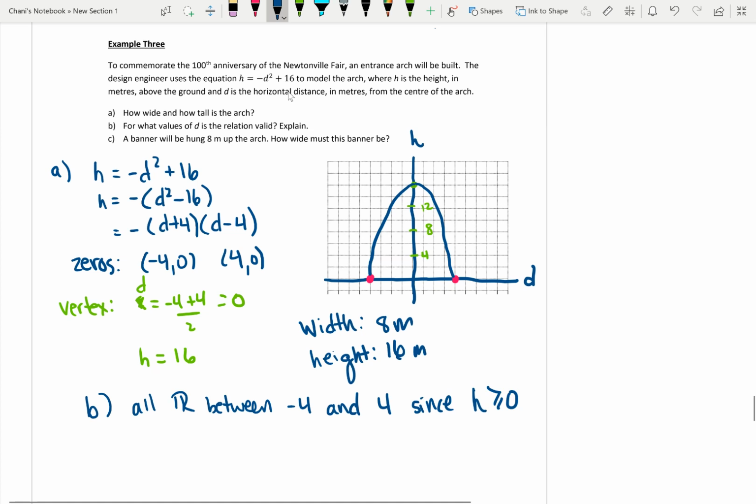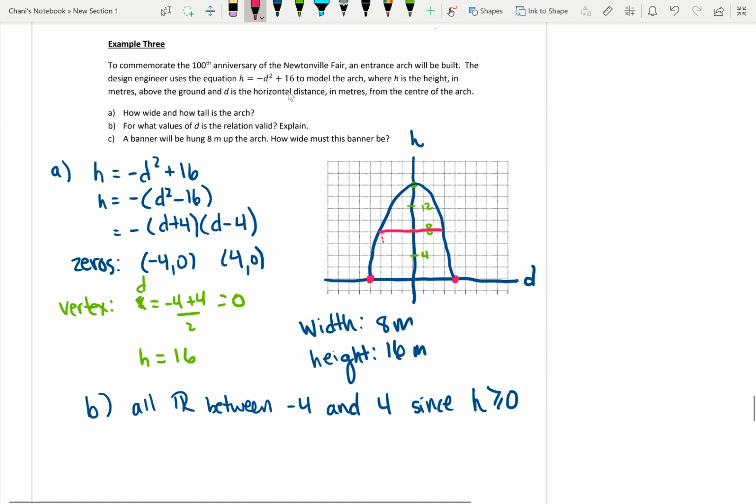So again, seeing the graph visually helps us understand that. A banner will be hung 8 meters up the arch. How wide must this banner be? So at 8 meters, there's going to be a banner. It says 8 meters up the arch. So we need to figure out this width.